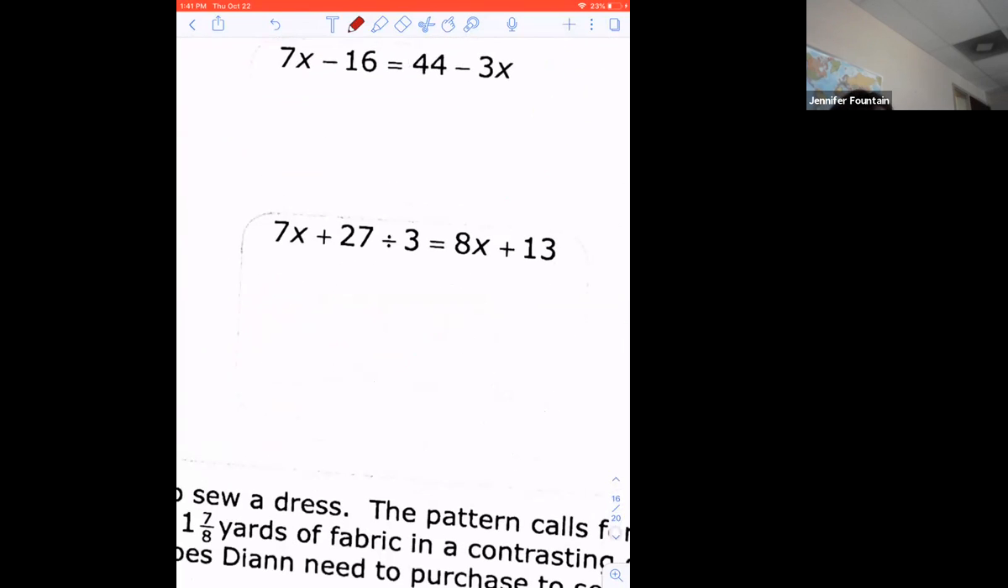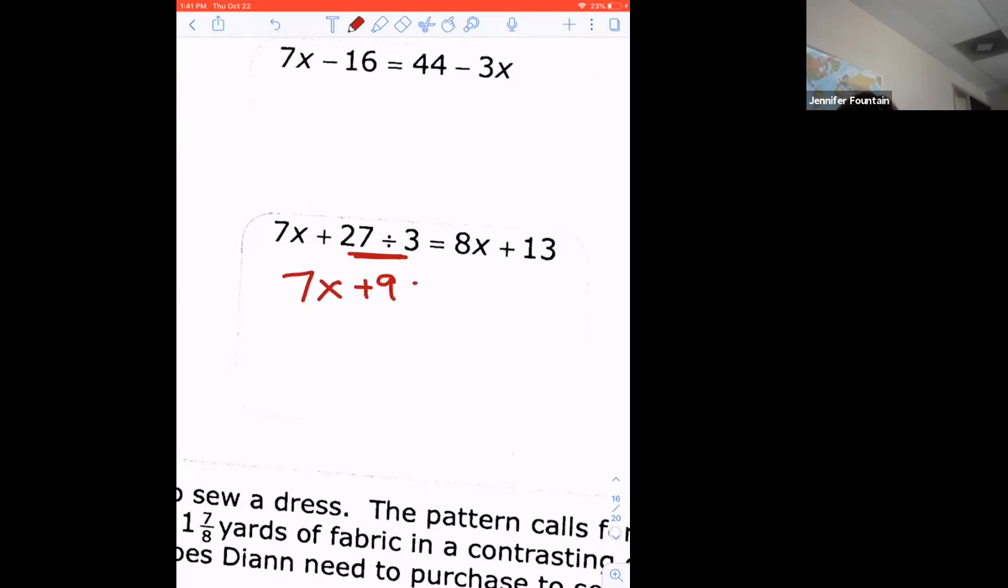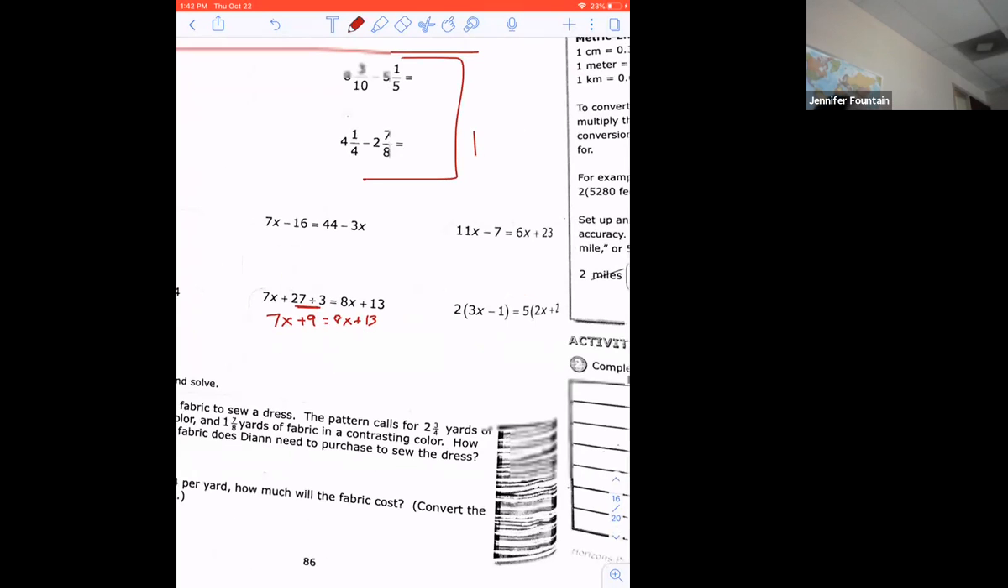I've got 7x plus 27 divided by 3. I'm going to need to combine like terms, and so I'm going to have to do that 27 divided by 3 first. What is 27 divided by 3? 9. Good. So now I've got 7x plus 9 equals 8x plus 13. And then you would solve for x. Okay? So pay attention to what the problem is telling you. Go through step by step to solve for x.